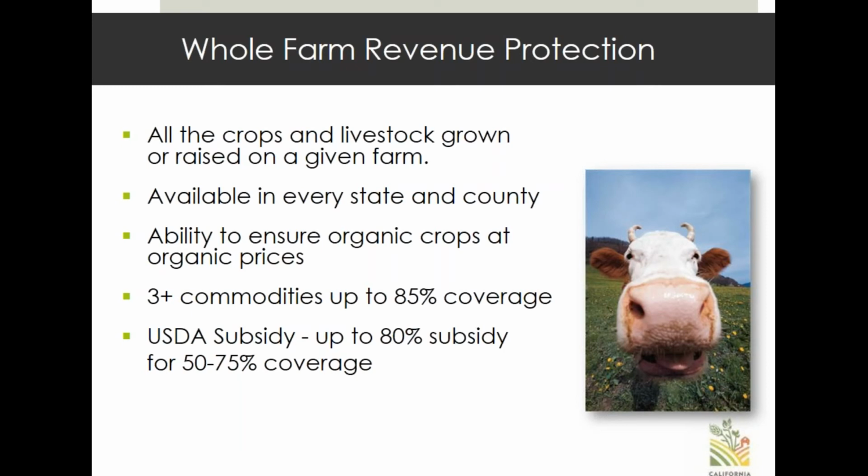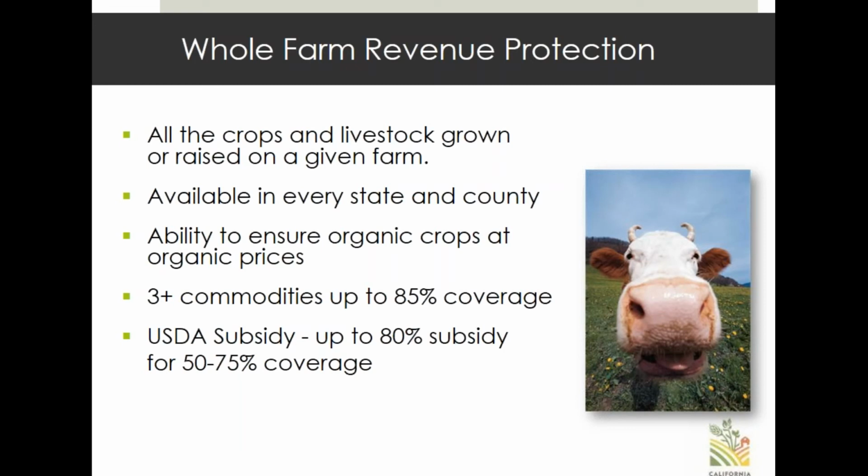It's available in every state and every county. You have the ability to insure organic crops at organic prices, which is uncommon in a lot of other insurance products. And it actually rewards diversification. And you can get up to 85% coverage if you have 3+ commodities. USDA has also provided very large subsidies to make getting this coverage very affordable.